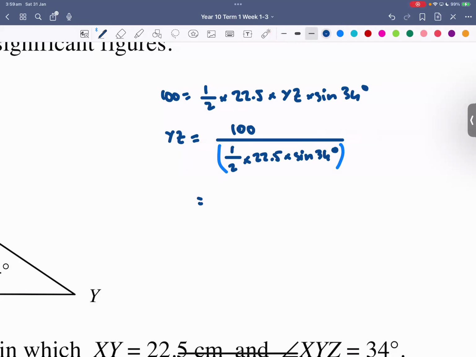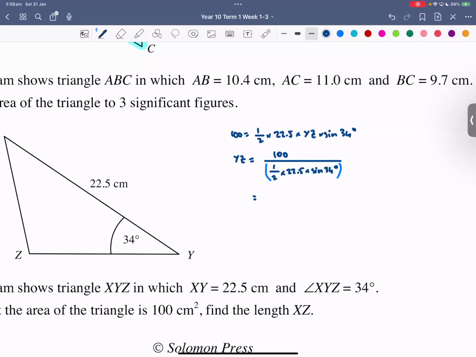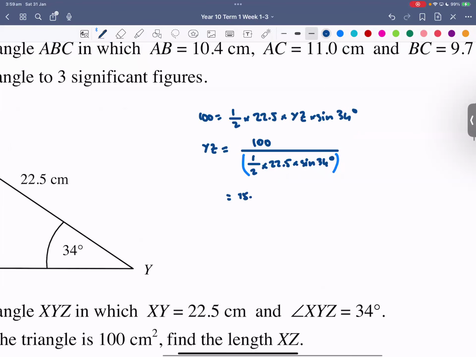I've got less than one minute left. What's YZ? Anyone? Just trust yourself and give me an answer. 15.9? Actually it's 15.89, 15.895, so say 15.90, so then I know it's two decimals.